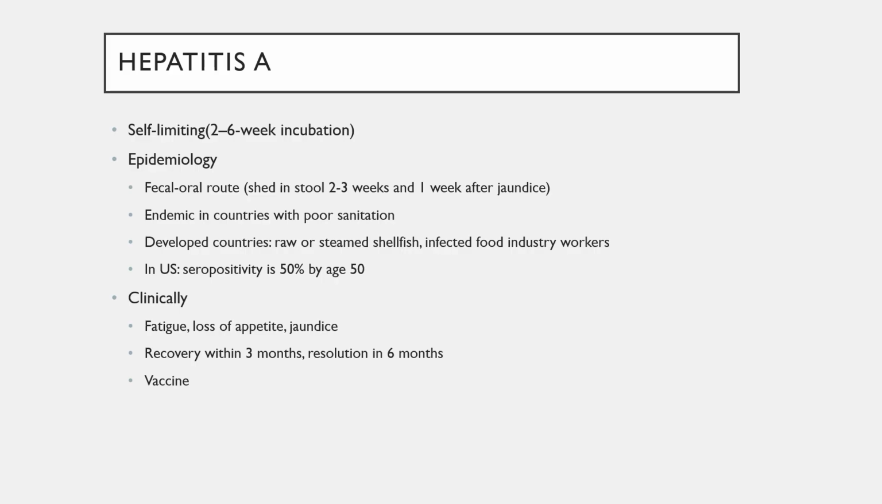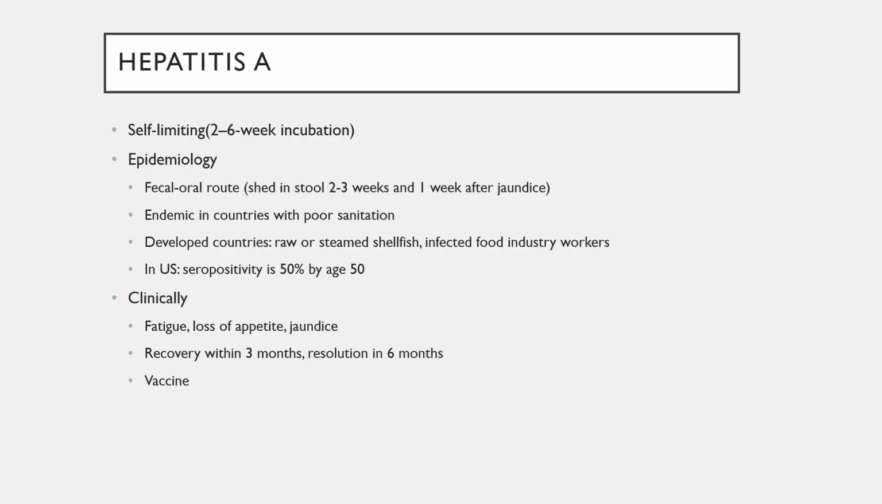Hepatitis A is probably the one you've heard about the most, usually associated with foodborne outbreaks and travel. Key feature is that it's self-limiting with an incubation period of about 2 to 6 weeks. It's spread via the fecal-oral route. The virus is actually shed in stool before symptoms even show up, which is why outbreaks can get out of control quickly.